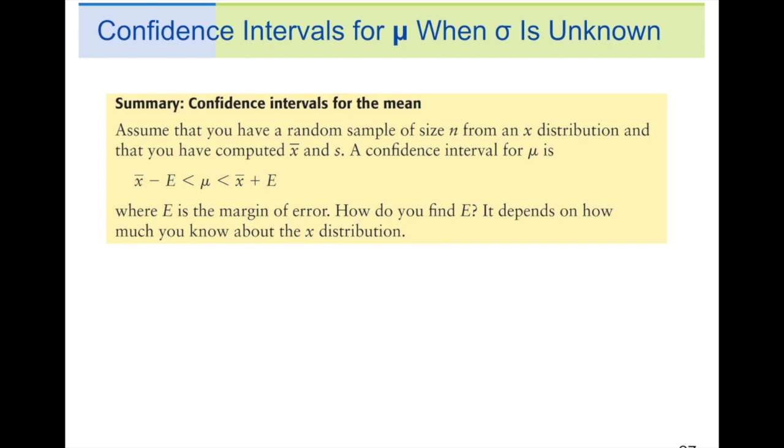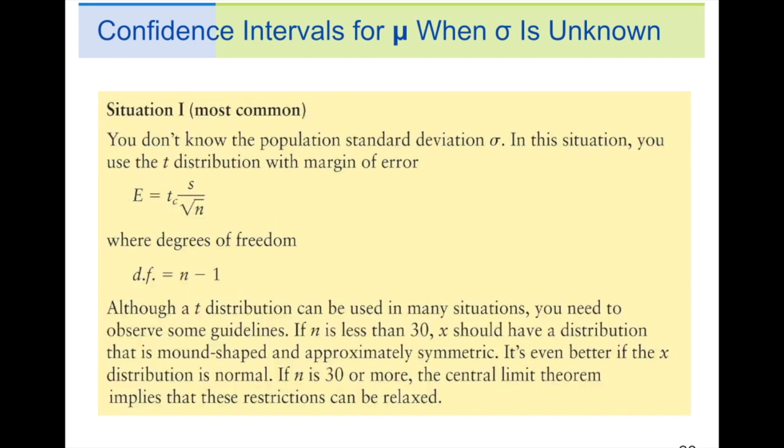How do you find e? It depends on how much you know about the x distribution. Situation 1, most common: you don't know the population standard deviation sigma. In this situation, you use the t-distribution with the margin of error we've been using, where degrees of freedom are n minus 1. Although a t-distribution can be used in many situations, you need to observe some guidelines.